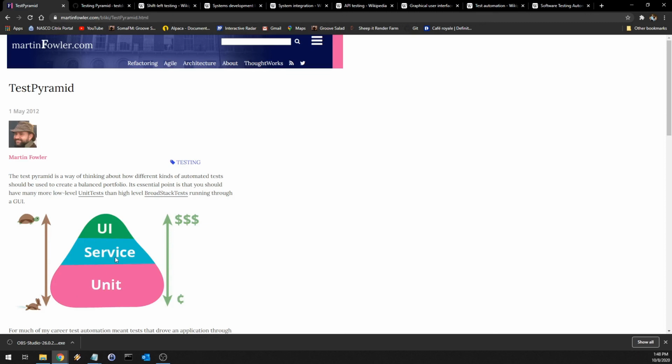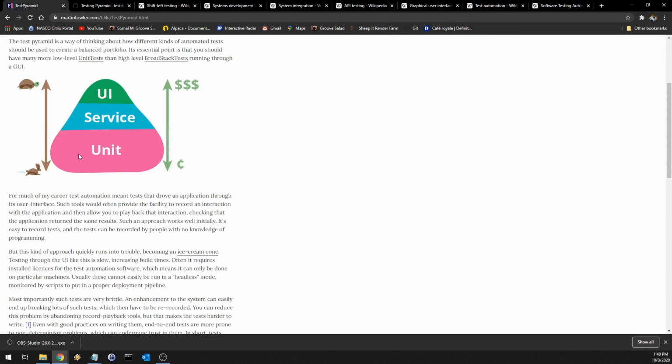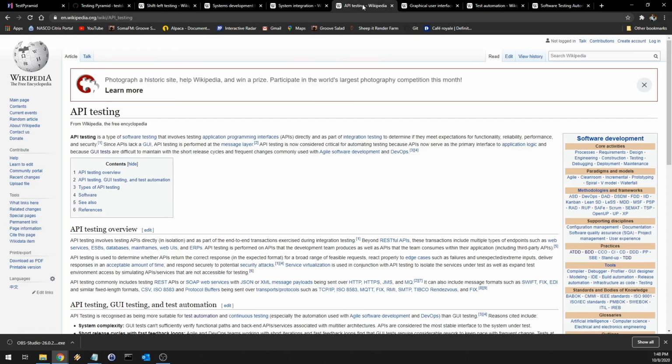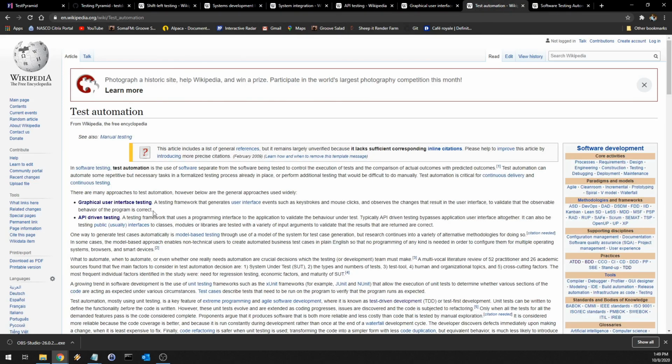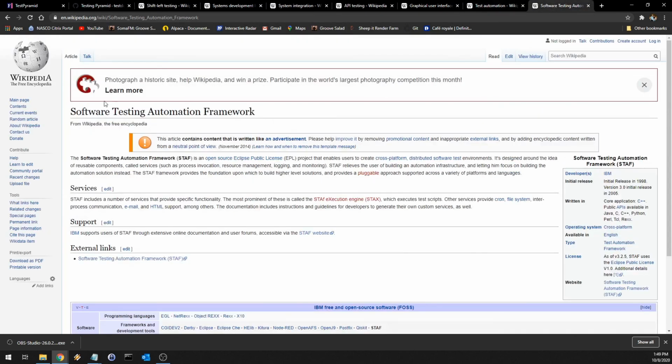And of course, that is not what you want for an organization, because the cost of maintaining and developing unit tests is a lot lower than the cost of maintaining and developing UI tests. And service API level tests is, of course, going to be in the middle. So with it, you want to have a corresponding number of API tests. So this, of course, details on API testing, graphical user interface testing. There's articles, all of this, testing automation, more details here, and, of course, software testing automation frameworks. So I'm not going to go into what a framework is.